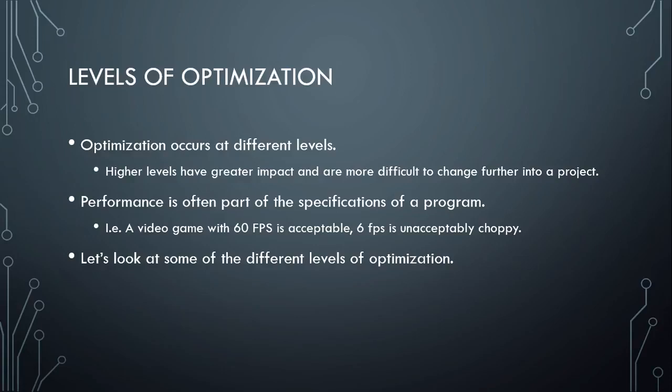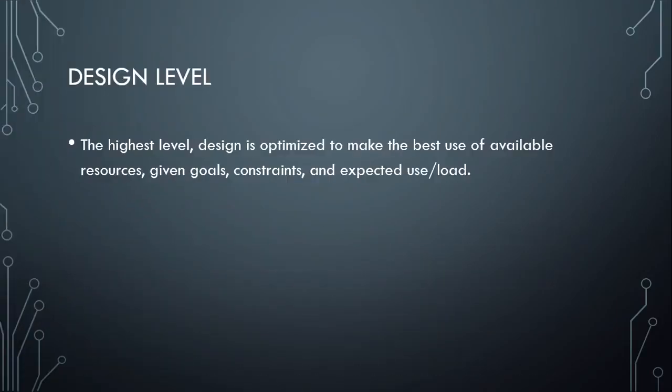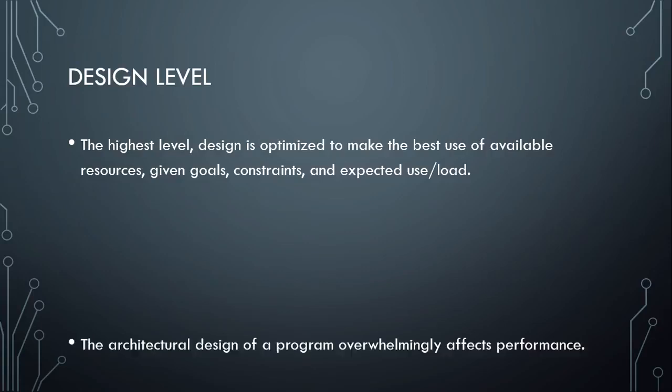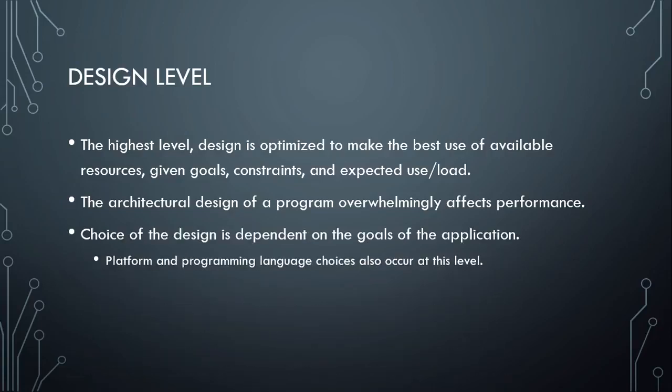Now let's look at some of the different levels of optimization. The first one is the design level. This is the highest level. Design is optimized to make the best use of available resources, given goals, constraints, and expected use or load. The architectural design of a program overwhelmingly will affect the performance. So more than anything else, design is very important because it'll change how you do everything else going forward. And the choice of the design is dependent also upon the goals of the application. This is also when you make your platform and programming language choices.